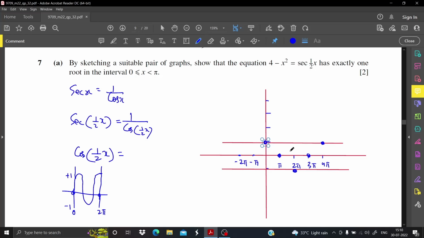So here, since it's been stretched with a scale factor 2, minus pi by 2 times 2 will be minus pi, and pi by 2 times 2 will be pi. So you find that cos will be 0 at odd multiples of pi here.